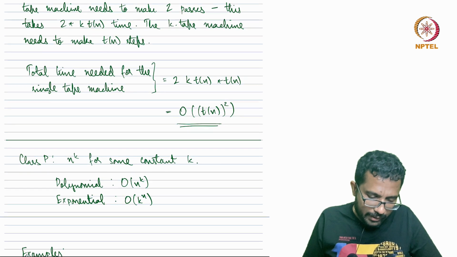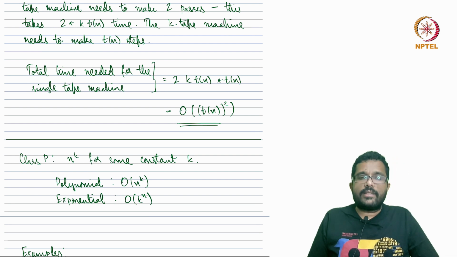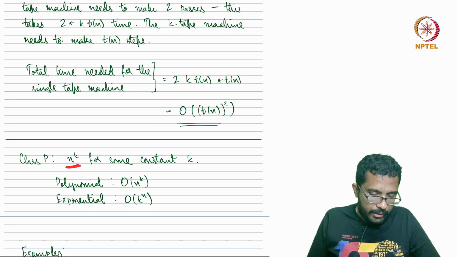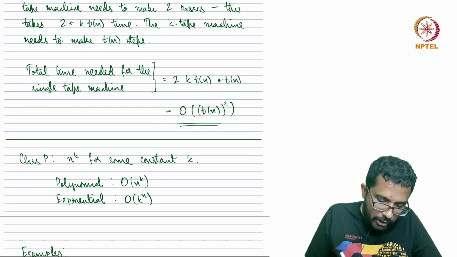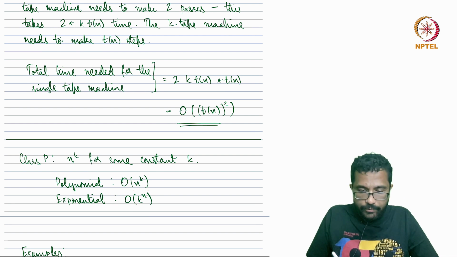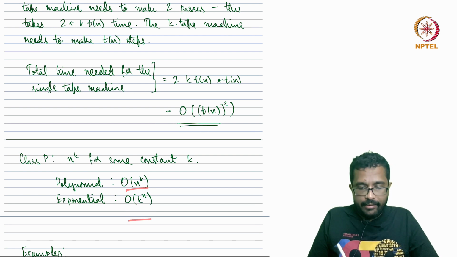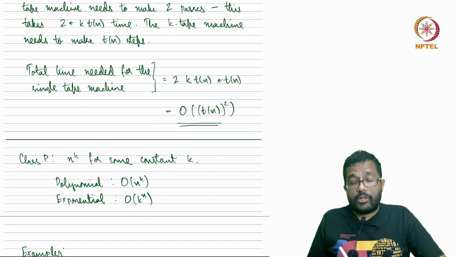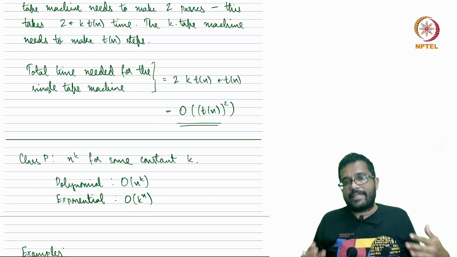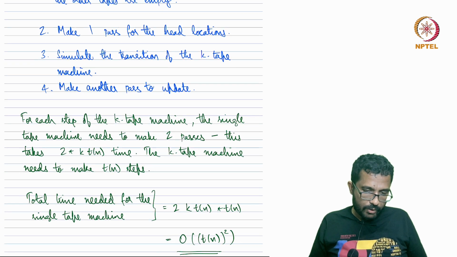Anyway, just to remind again, class P is a class of problems whose running time is n to the power k for some constant k in a deterministic Turing machine, and polynomial running time is always considered to be more efficient than an exponential running time. Meaning, whenever we have a choice between n to the power k and k to the power n, the polynomial is much slower growing, so much less time than exponential. Okay.